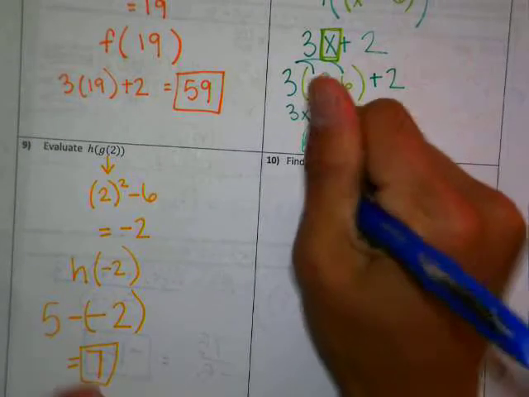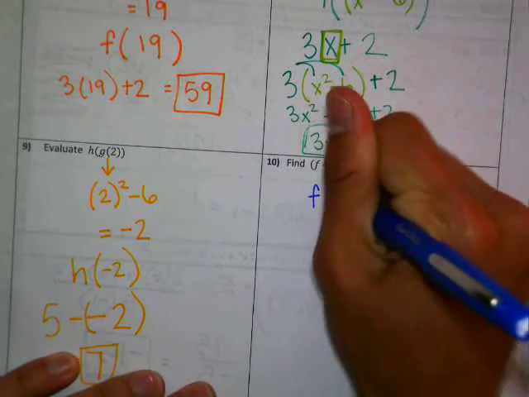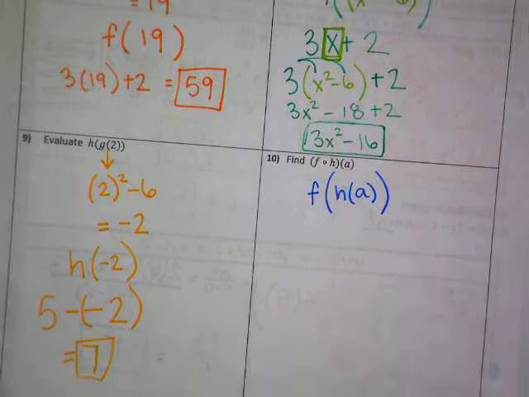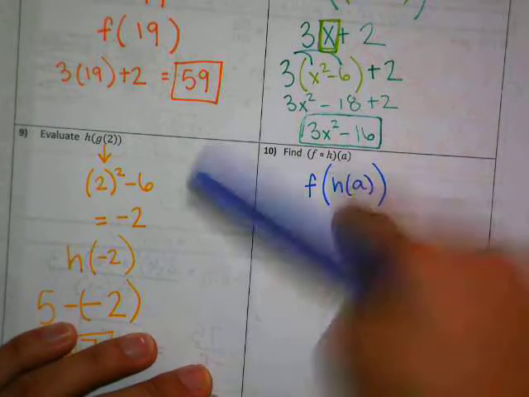All right, let me do number 10 real fast. F of h of a. All right. Your answer will be in a's because a is right here.